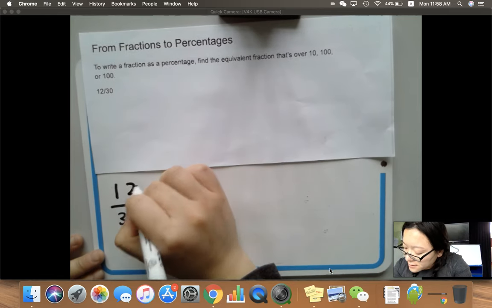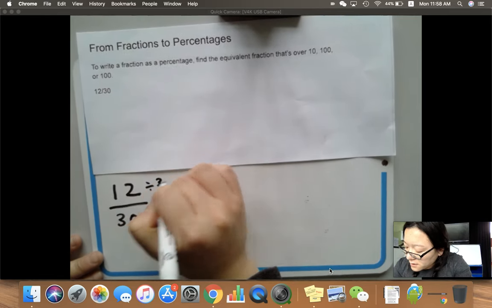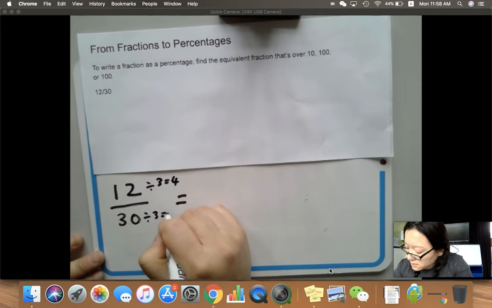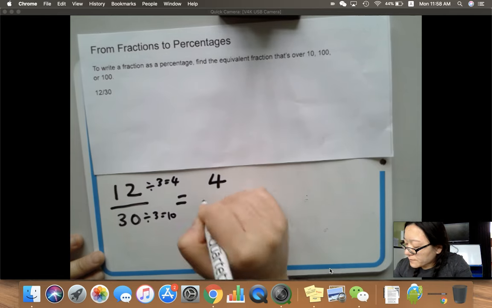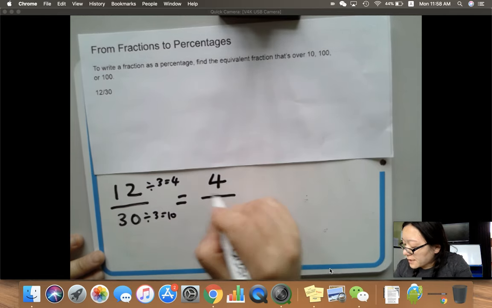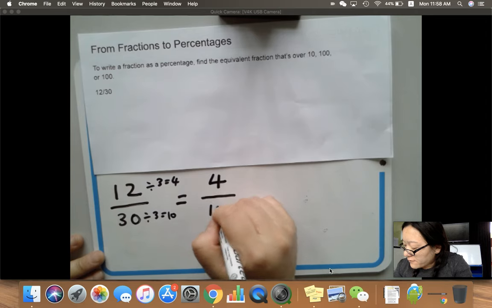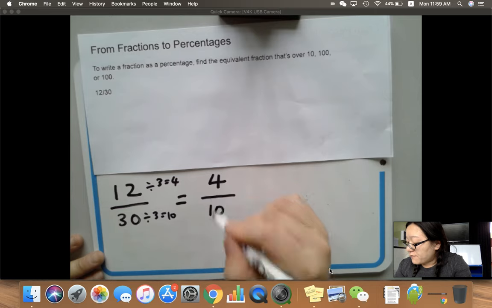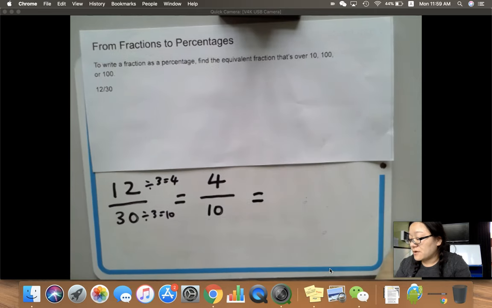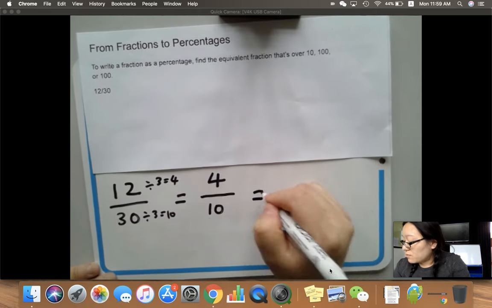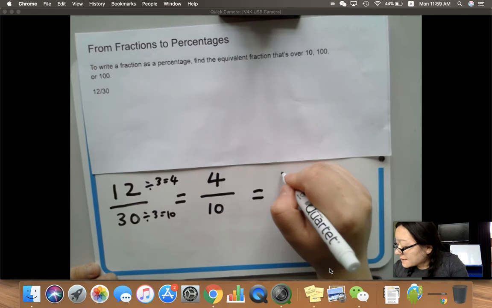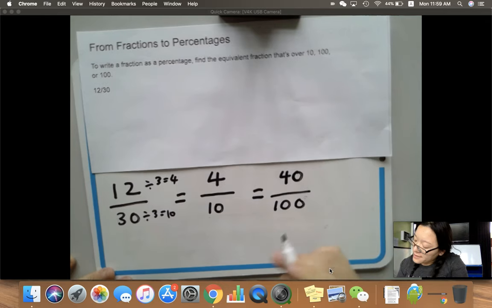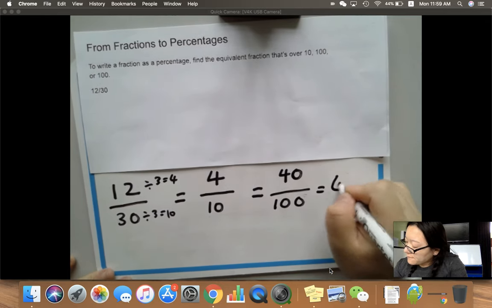But divided by 3. So 12 divided by 3 equals 4, and 30 divided by 3 equals 10. So the fraction 12 over 30 is the same as 4 over 10. And now, once I do that, 4 over 10 is the same. Then you can change it over to what would it be out of 100. So 4 over 10 is the same as 40 out of 100. And therefore, 40 out of 100 is 40%.